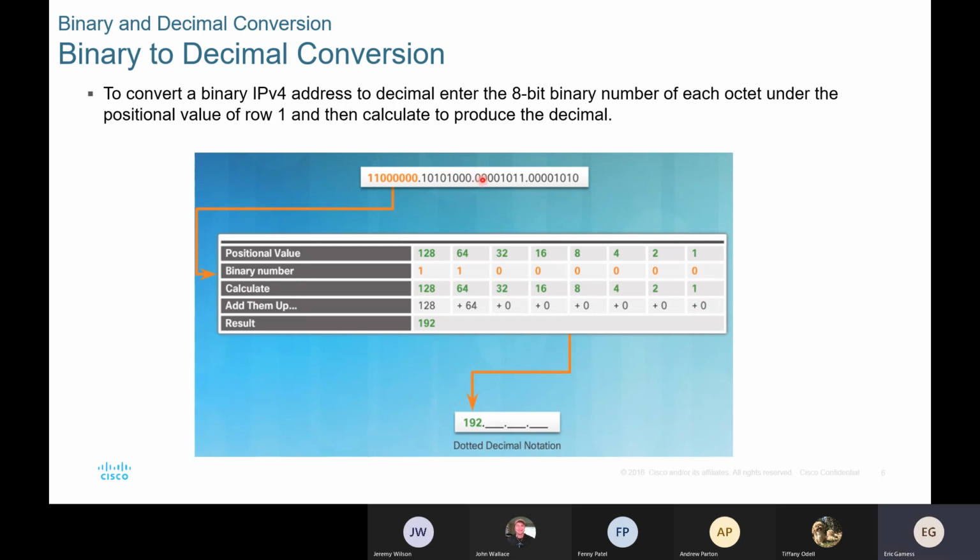Here, 128 is not there, 64 is not there, 32 is not there, 16 is not there, 8 is there. 4 is not there, 2 is there, and 1 is there. So it's 8 plus 2 plus 1, which will be 11. So this byte is 11. On the last byte, 128 is not there, 64 is not there, 32 is not there, 16 is not there, 8 is there, and 2 is there. 8 plus 2 is 10, so this is 10. So the IP address is 192.168.11.10 in the dotted decimal notation.